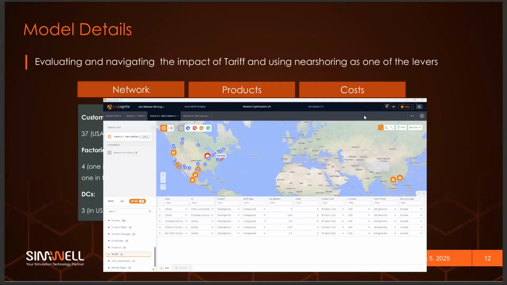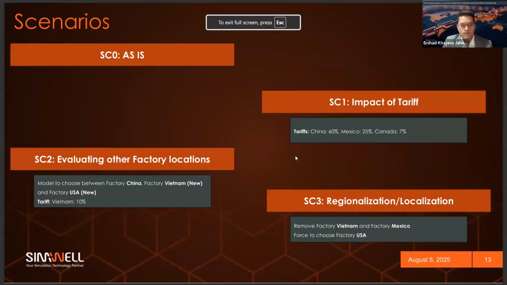And if I go back into the presentation, yeah, the scenarios I briefly discussed. The first one was the as-is scenario. Then we introduced the tariff. The tariff from China was 60%, Mexico was 25%, and for Canada it's 7%. So our profit decreased drastically. And then we came up with evaluating some facility locations from different countries.